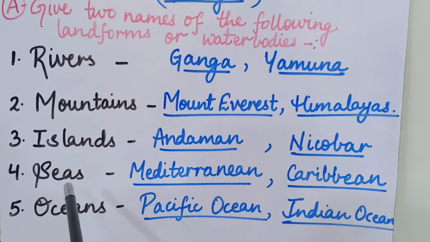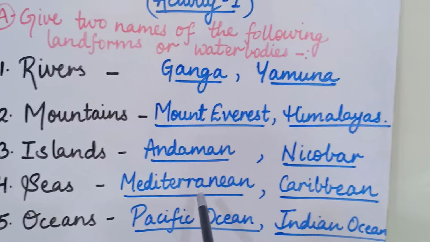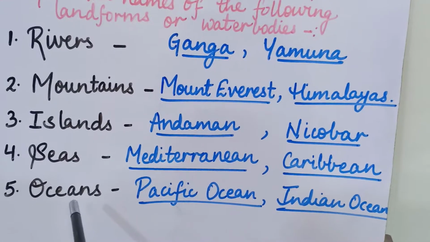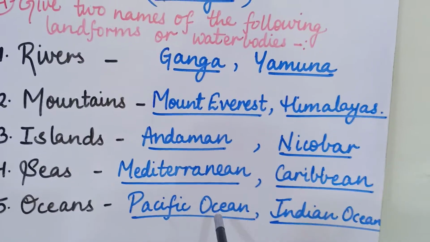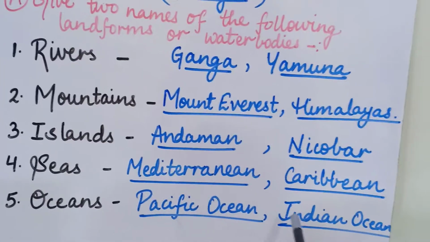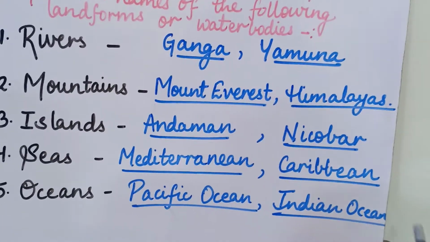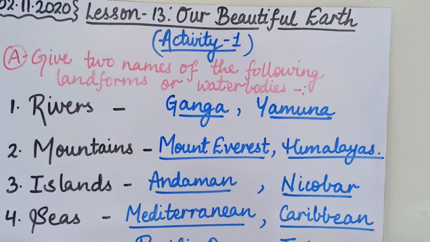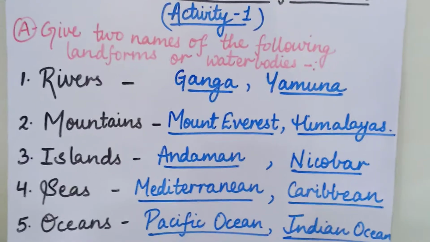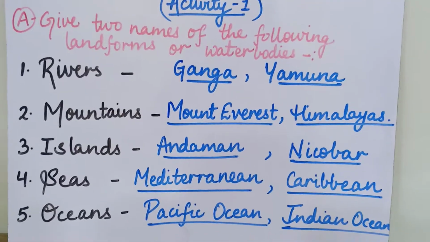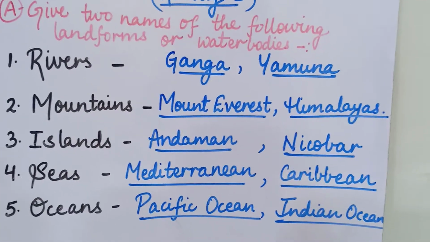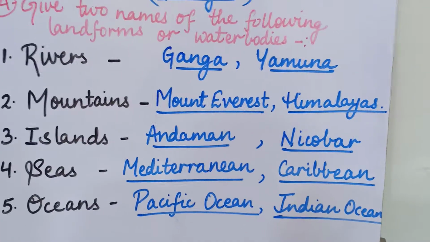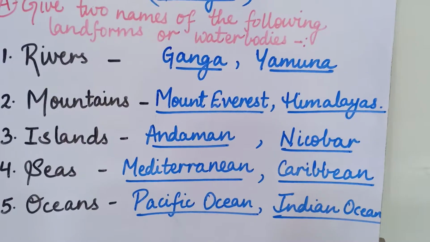Fourth part is seas. The first sea is Mediterranean Sea and the second is Caribbean Sea. Fifth part, the last part, is oceans. The first name of the ocean is Pacific Ocean and the second ocean is Indian Ocean. Is that clear to you all, children? I hope this first part of activity 1 is very clear to you all. Now listen to this video very carefully, children. If you are not able to understand it one time, you can repeat it twice, thrice. You can watch it many times so that you will be able to pronounce these words.